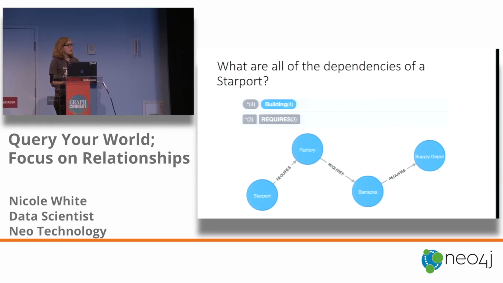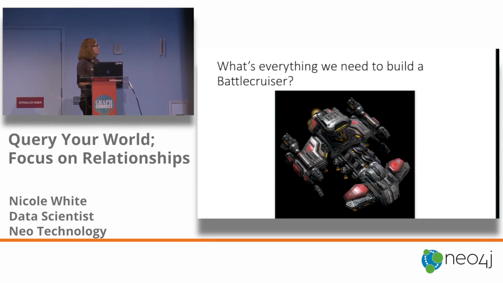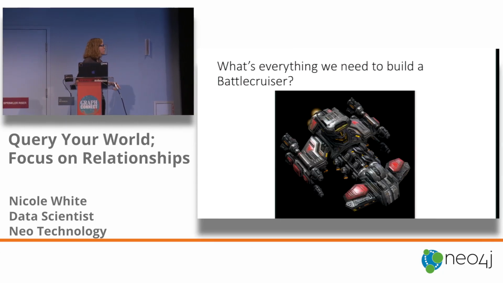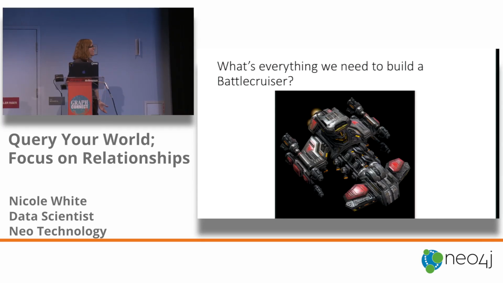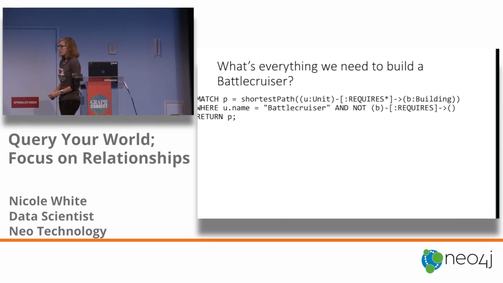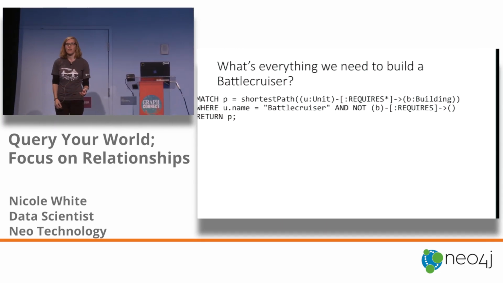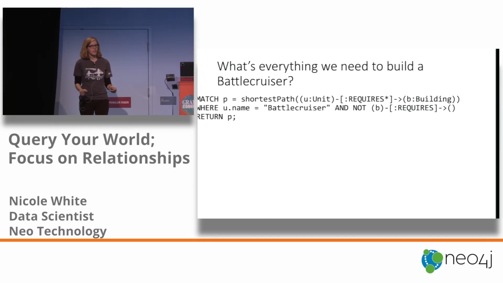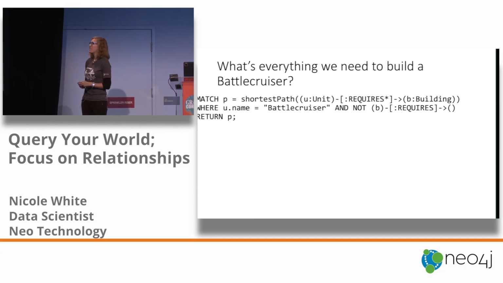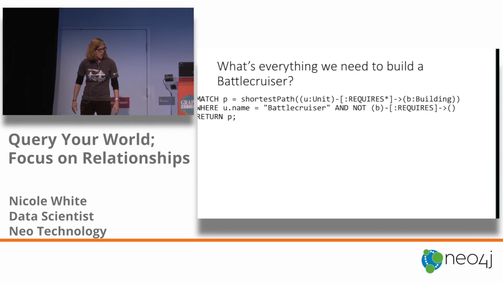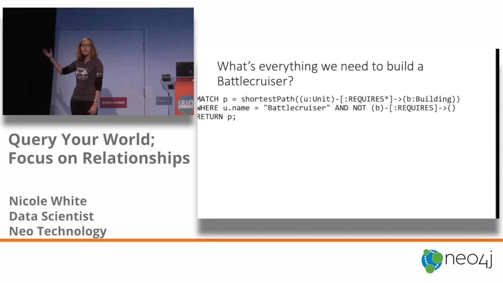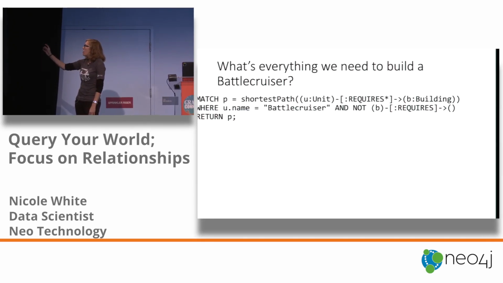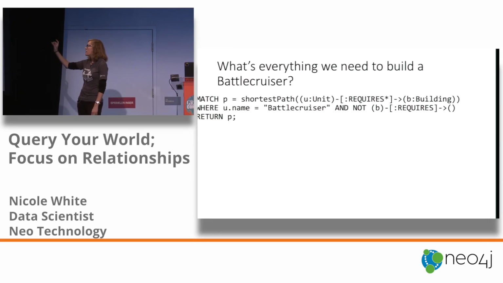But yeah, that's not a great way to write that query, so let's look at a better query, but with the battle cruiser as an example. So what's everything we need to build a battle cruiser? Well, here we're actually going to use shortest path, which is obviously much faster than an exhaustive search of every length of path. So Cypher has a built-in shortest path function that you can pass a start node and an end node, and you can specify the relationship type in there.